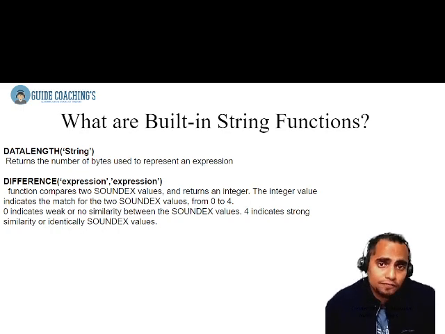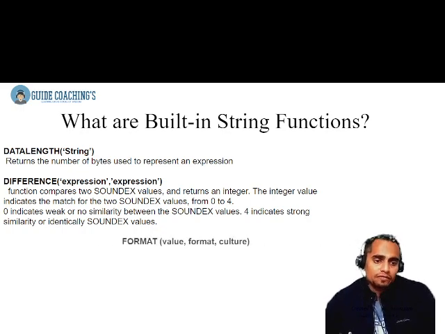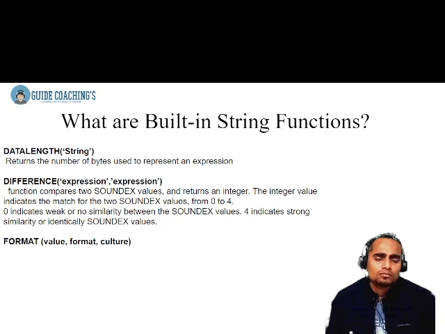If you can see the description, it is written that 0 indicates a weak or no similarity between the sound X values, and 4 indicates a strong similarity or identically sounding X values. So now, moving on to our next example, that is format.